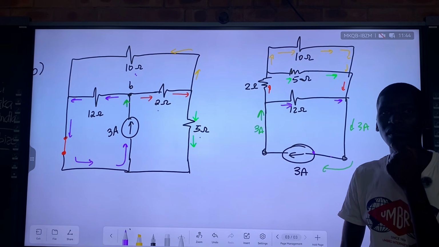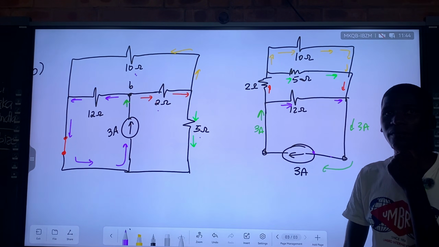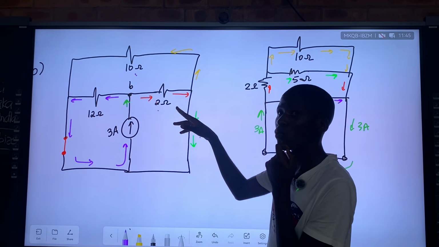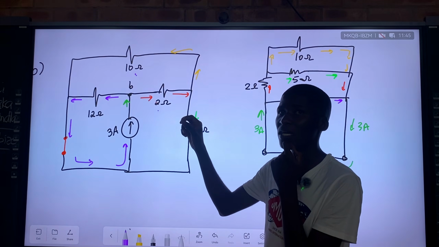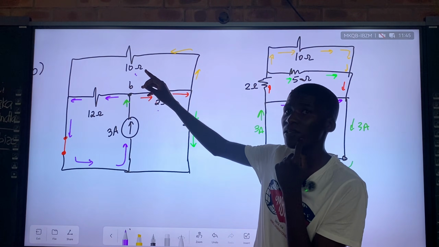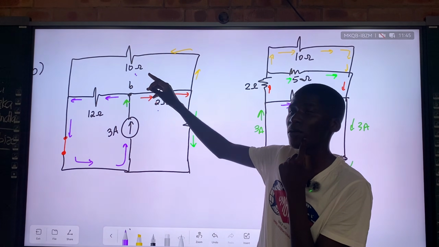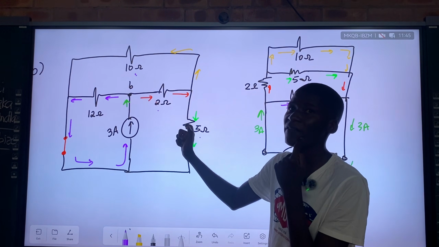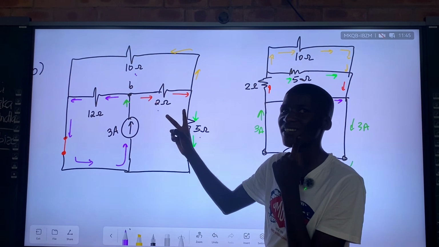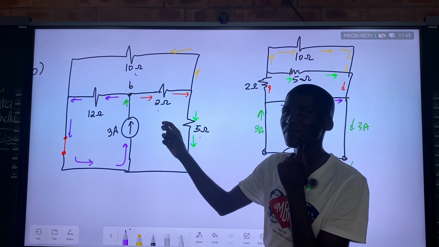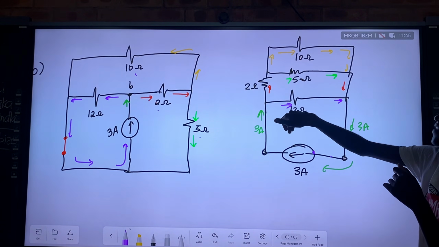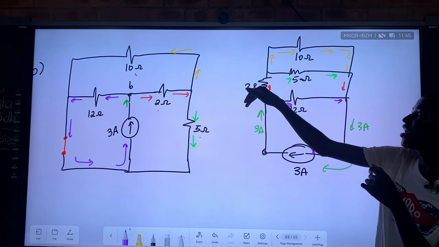What do we do? R total here, what is it? 2 and 10? Or is it 2 and 5? Or 2 and 10, 2 and 5? Both. Okay, in reference to this one. What do we do? The 12 we leave as it is, and the 2 we add to what?